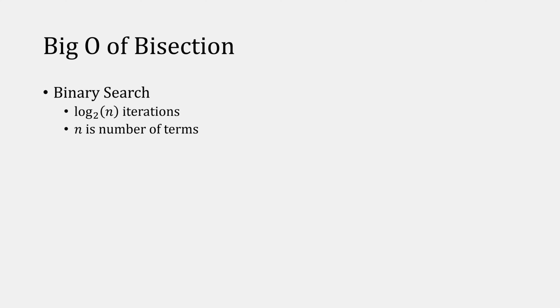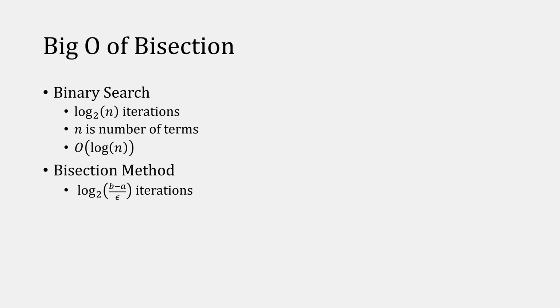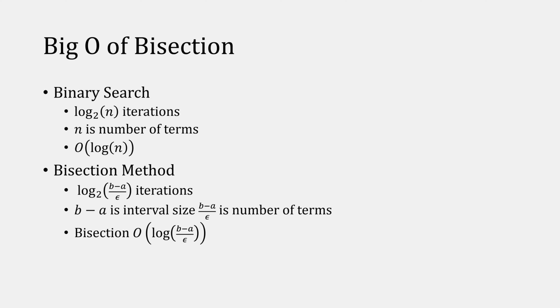With bisection, we can closely compare it to binary search, which takes log base 2 of n iterations, where n is the number of terms in your sorted array or a fully balanced binary search tree, giving us a Big O of log n. Bisection is something similar. It takes log base 2 of (b minus a) over epsilon iterations, where b minus a is the interval size, or (b minus a) over epsilon is the number of terms. This means that bisection has a Big O of log of (b minus a) over epsilon. What about Newton's method?